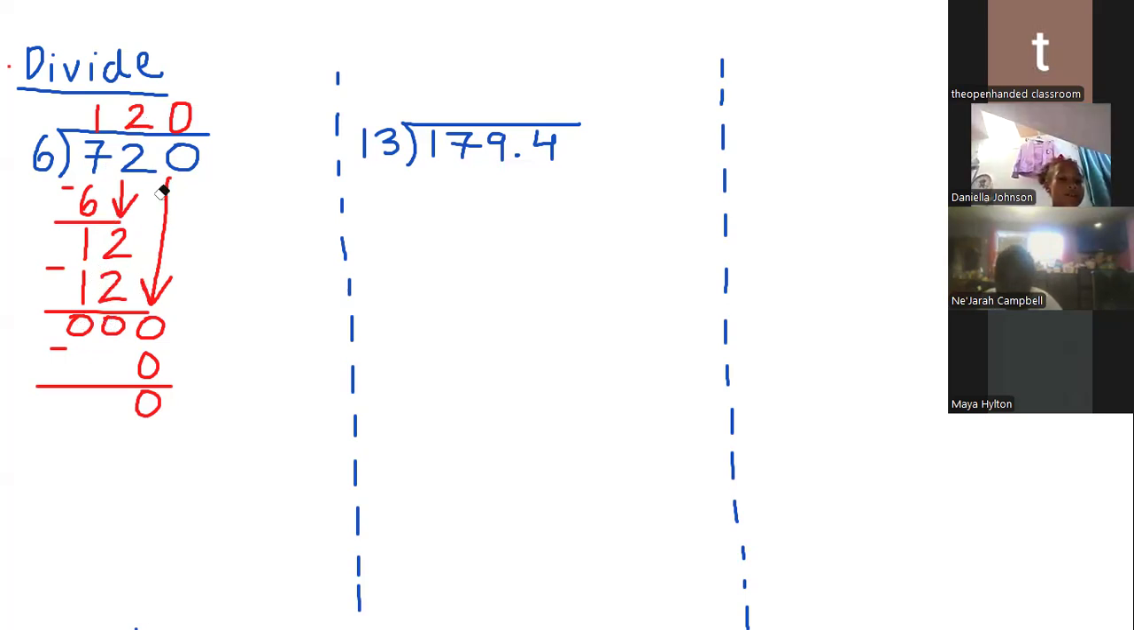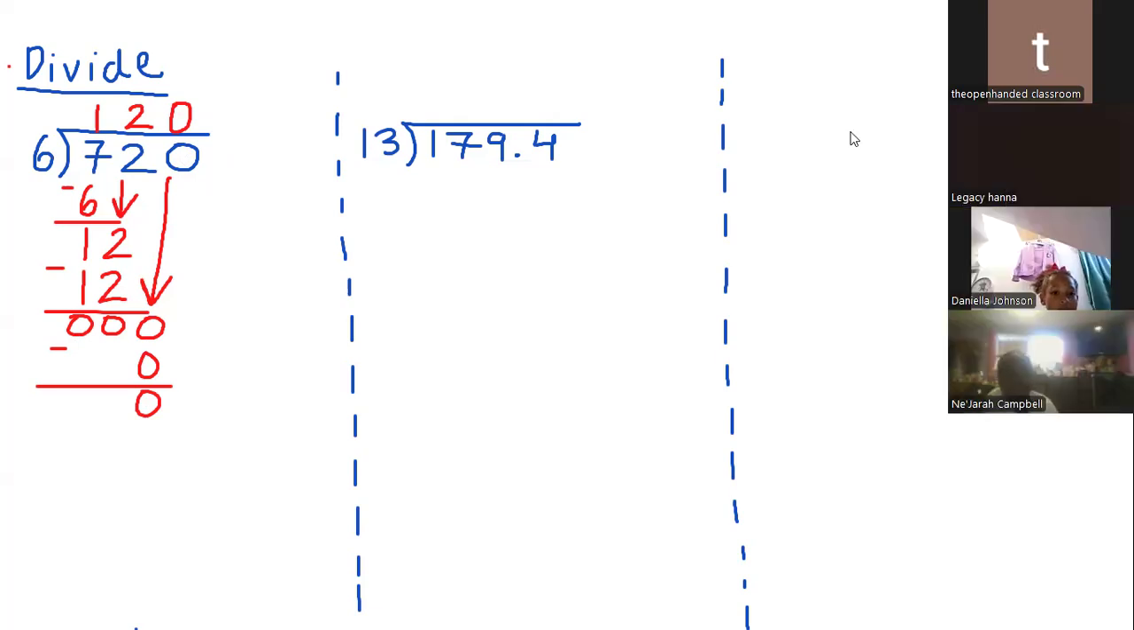Then you carry down the next 0, which got you a 0 and another 0. So we say 6 times 0 is 0. And then what did we do after that? You add another 0. Okay, and then we subtract, right? Yes, sir. 0 minus 0 is? 0. Very good. In this case, what is the remainder? Or is there a remainder? No remainder. Everything fits in perfectly.